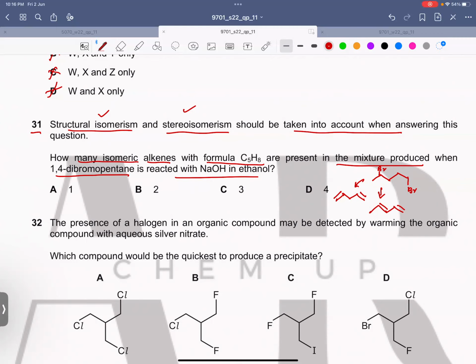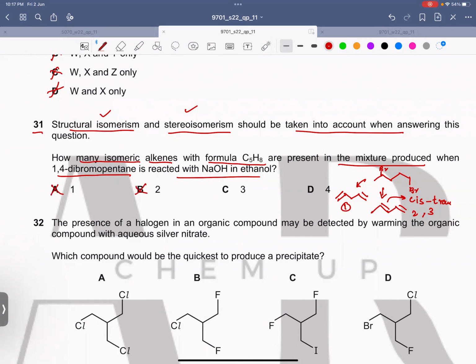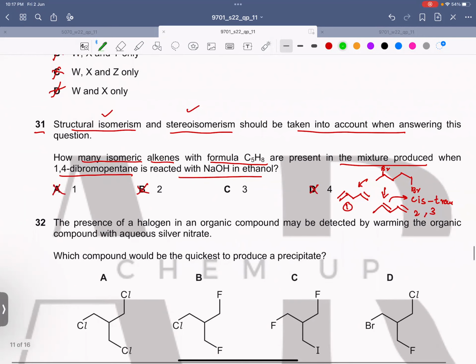So these are the two possible structures, but one other important thing: if you see this one, the double bond in the middle can show cis and trans as well. So in total, one isomer over here, and second and third isomers over here. So in total we are getting 3 isomers, which makes A, B, and D wrong, and C is our correct answer. Is this clear to everyone?